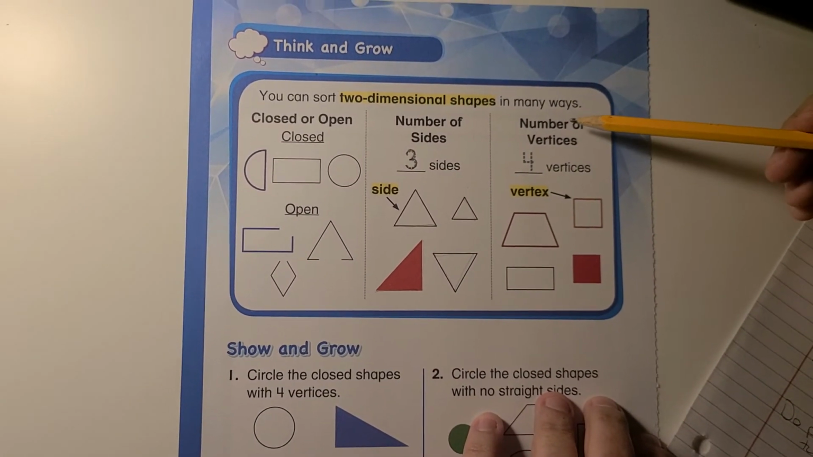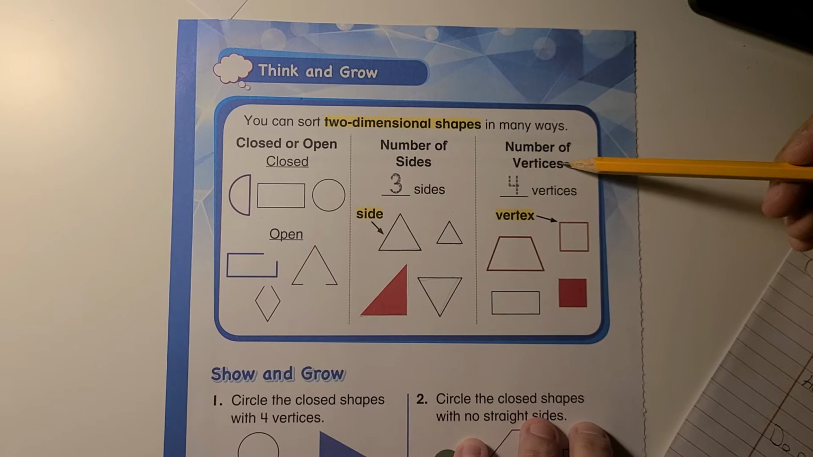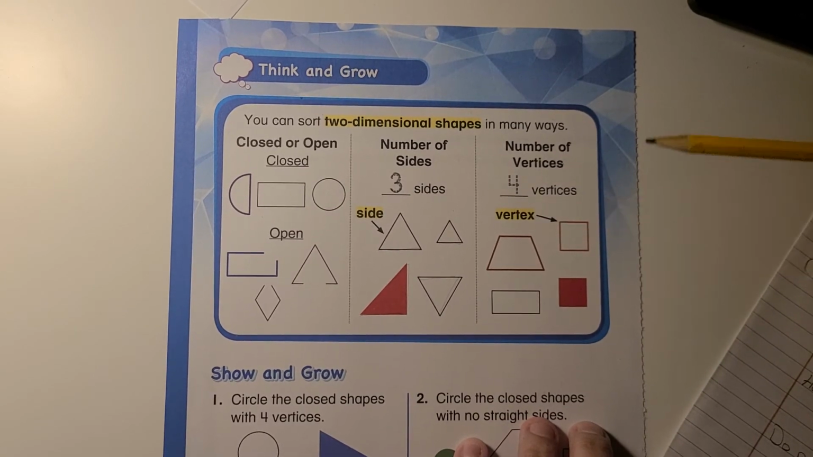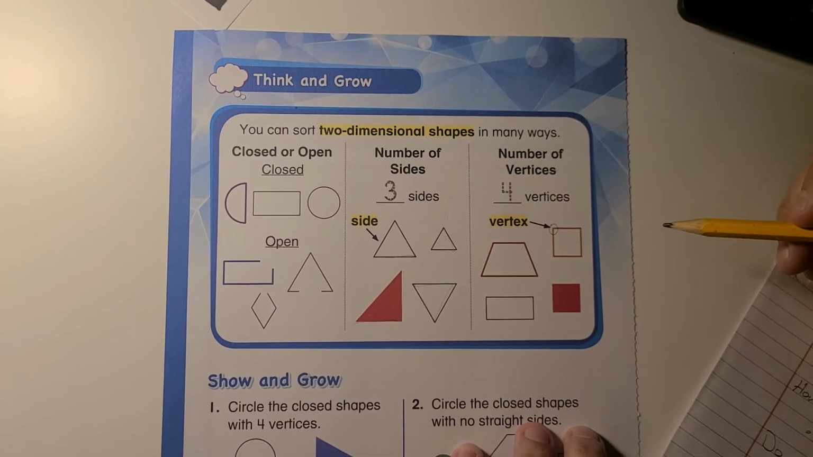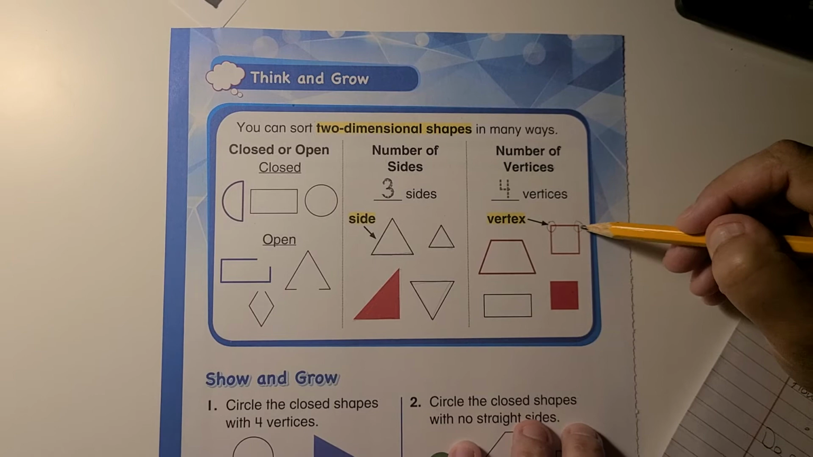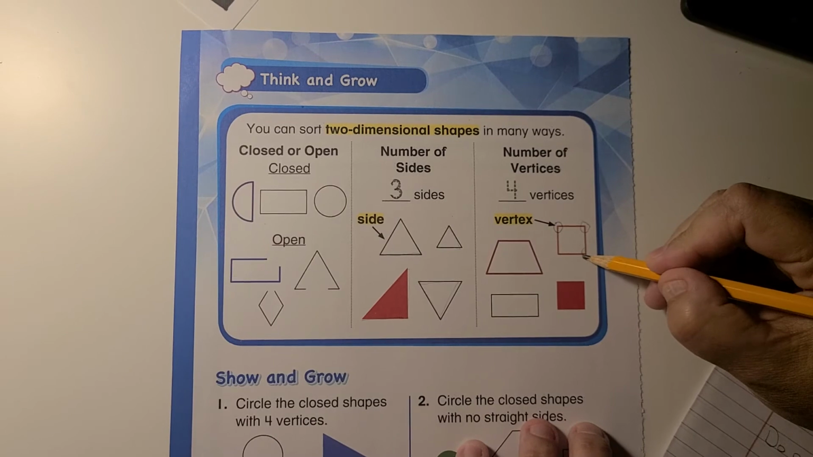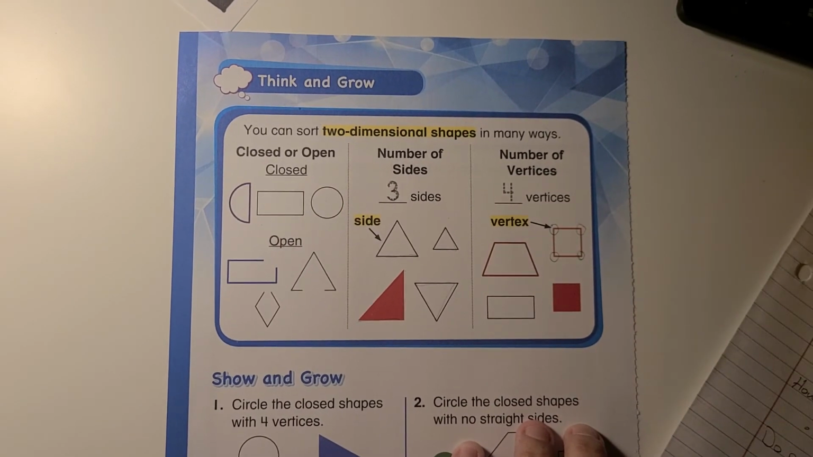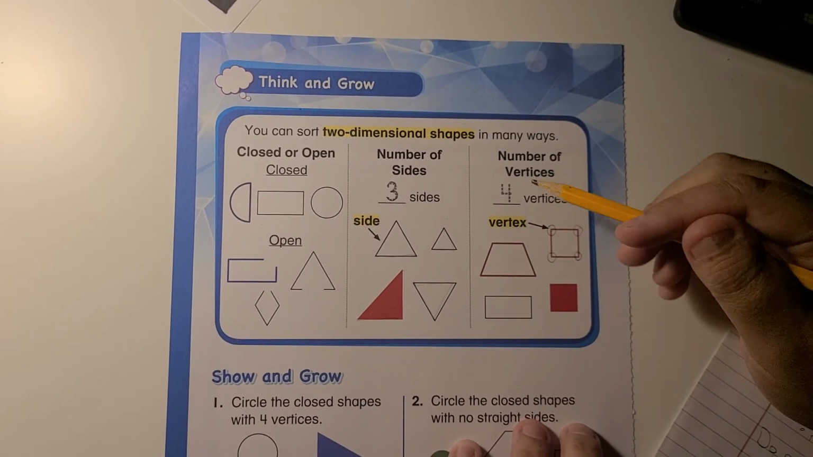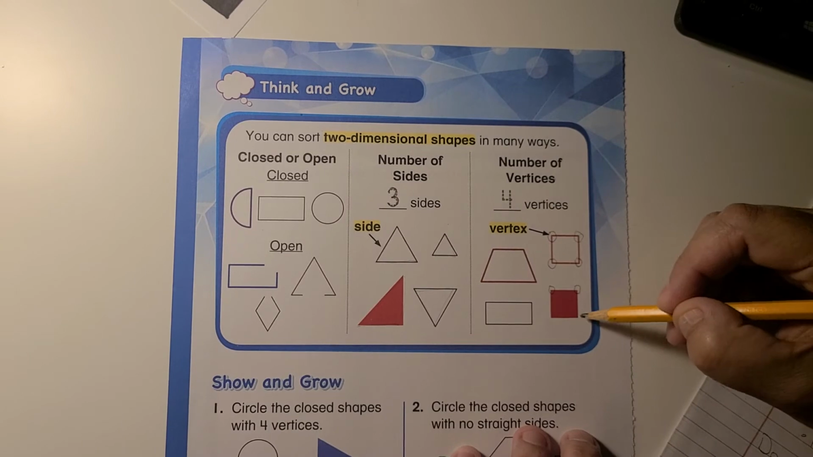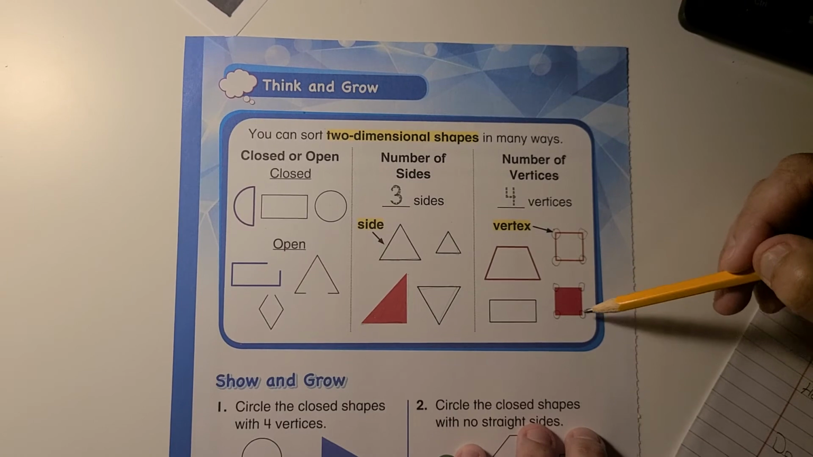And if we look at this one, they order it by the number of vertices. Vertices is more than one vertex. So this little corner right here, this is called a vertex. But if I have more than one, now I have 2 vertices. So let's see, how many does this square have? It's got 1, 2, 3, 4 vertices. How about this square? I bet it's the same because they're both squares. Yep, 1, 2, 3, 4.